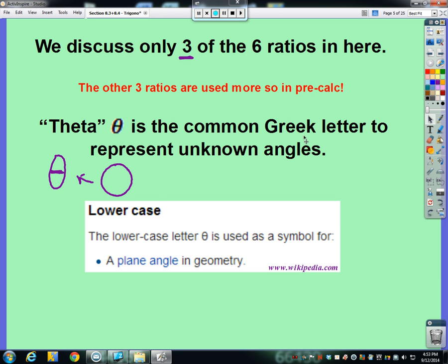Thetas are lowercase Greek letters that usually represent unknown angles. So, instead of calling an unknown angle x, we could call it theta, but really it represents the same thing as if we're calling it x. All right, so I pulled this from Wikipedia, just shows you, Wikipedia even knows that the Greek letter theta is used for angles in geometry.